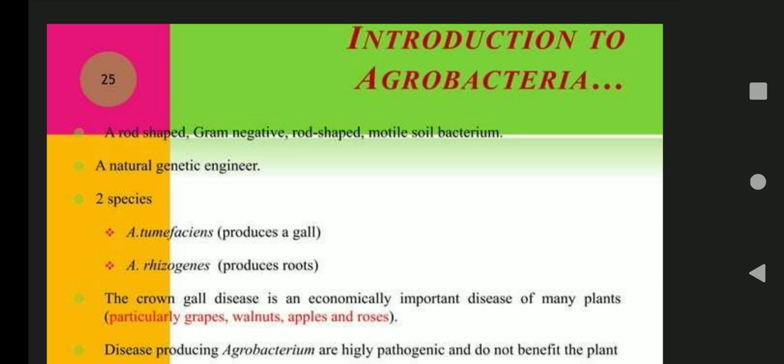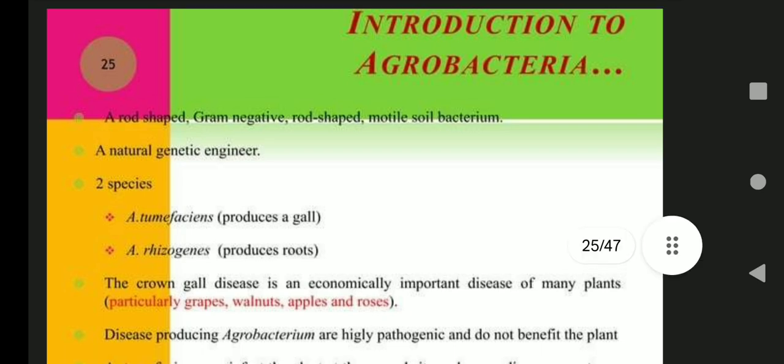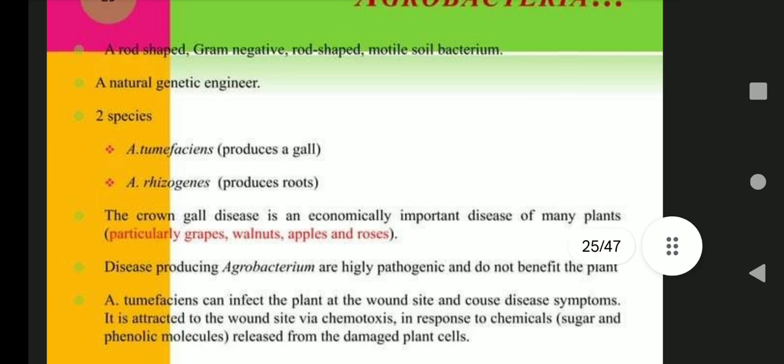The biological method involved in the transfer of DNA is with the help of the soil bacterium called Agrobacterium tumefaciens. It's a gram-negative rod-shaped bacterium. There are two types of biological bacterium available apart from Agrobacterium tumefaciens. The other one is Agrobacterium rhizogenes. Agrobacterium tumefaciens produces a disease in dicotyledon plants, which is nothing but crown gall disease. It is an economically important disease of many plants, particularly grapes, walnut, apples, and roses.